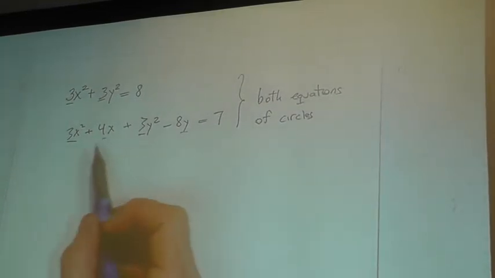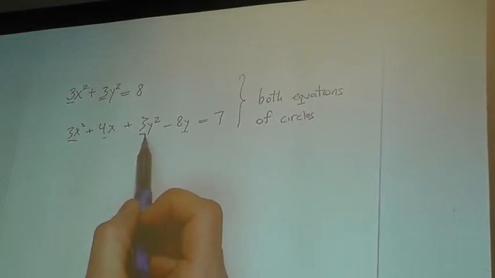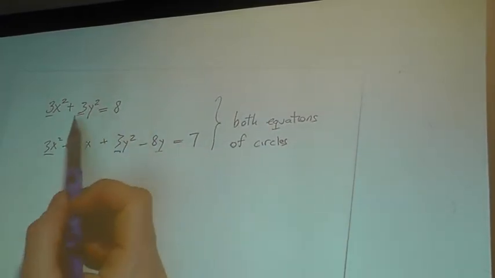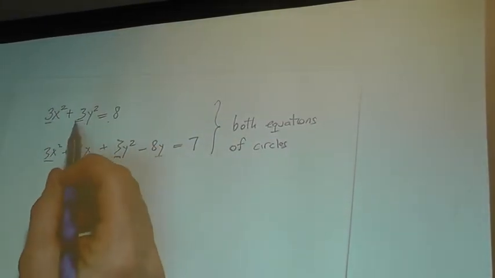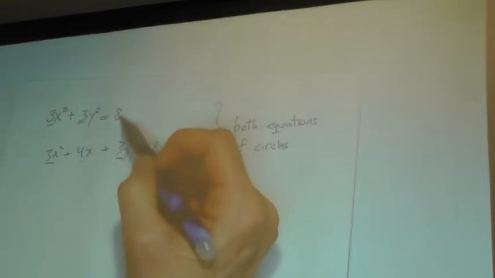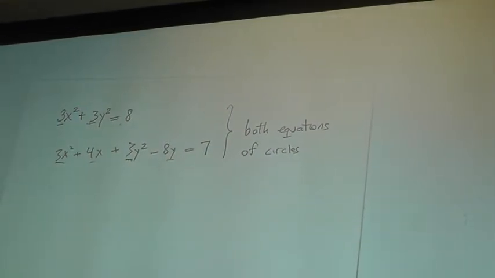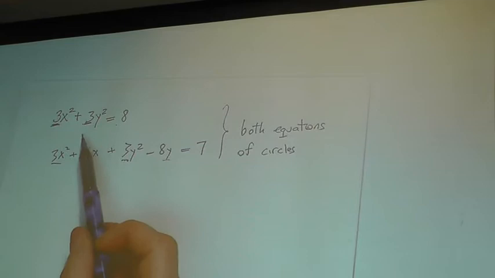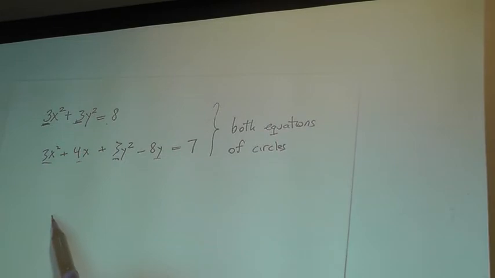Now, completing the square would give the center of this circle. I'm not going to worry about that. When we work with circles, they'll be centered at the origin. But keep in mind that you have to divide out that 3 to say that the radius of this circle is square root of 8 over 3. But what makes these circles is the presence of both an x squared and a y squared, both of the same sign with identical coefficients.